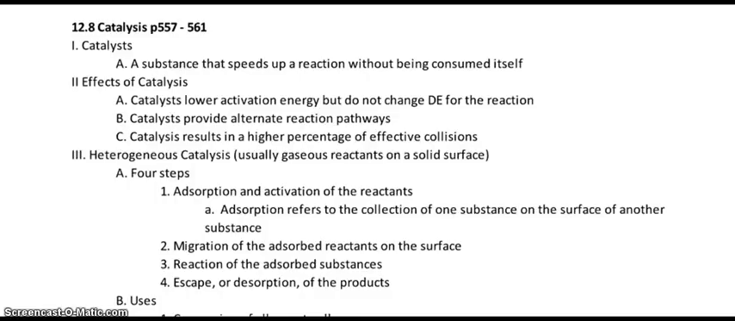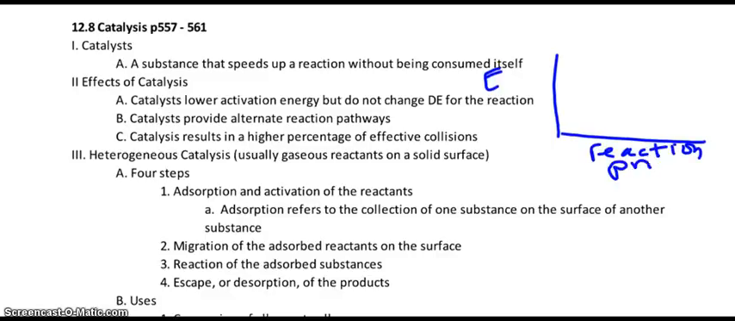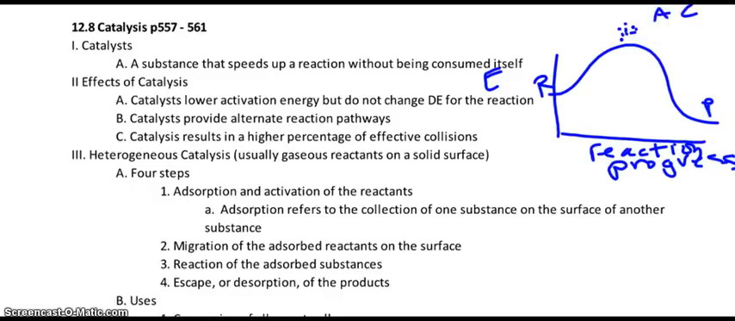So let me kind of draw you this. So if we go back to that same activation energy, so this is energy and this is reaction progress. So this was the curve that we saw earlier. And so this is our reactants, these are our products, and up here was that mumbo jumbo of your activated complex. I'll just put an AC up here for activated complex. So what does a catalyst do? Well, that's what it says. It lowers the activation energy, but not the delta E for the reaction.